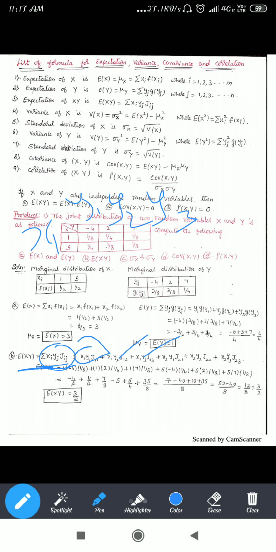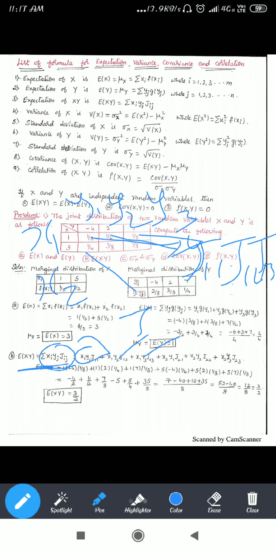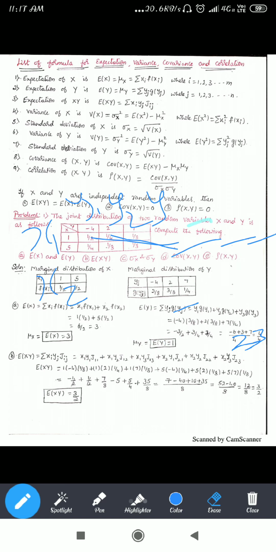Next, this is x1 x2, and the inside terms are j11, j12, and the third one is j13. Next, j21, j22, j23. So if you do it at once, you will get to know how it happened. Next, I will tell the numbers, it will be easy. 5 into minus 4 into 1 by 4. Yes, here you got it. Next, 5 into 2 into 1 by 8. Next, 5 into 7 into 1 by 8.